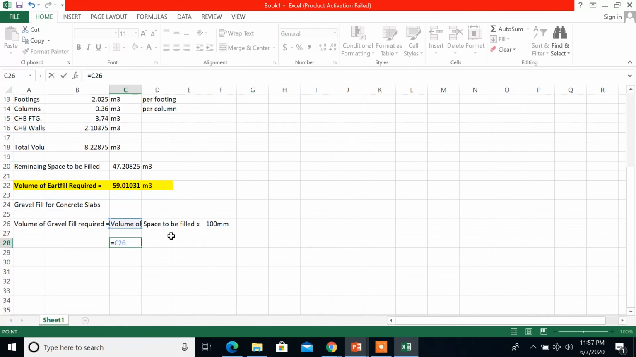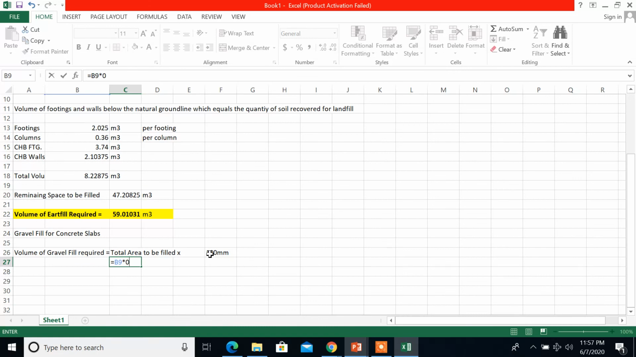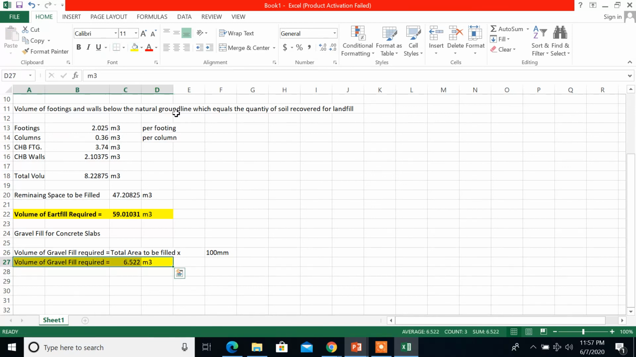Or ito pala, this is not volume of space to be filled. So total area to be filled, equivalent to 65.22 times 0.1 meters. So the volume of gravel fill required is equivalent to 6.522 cubic meters. Ayan. So that's all for earth fill and gravel fill. Ayan. So thank you.